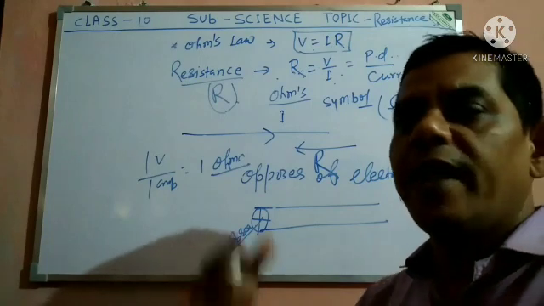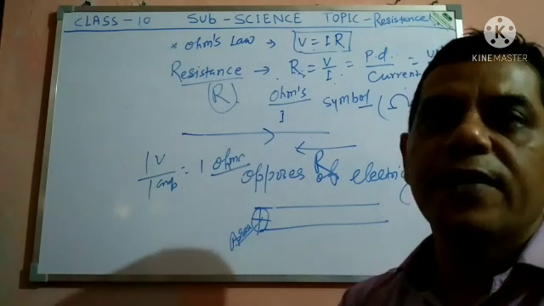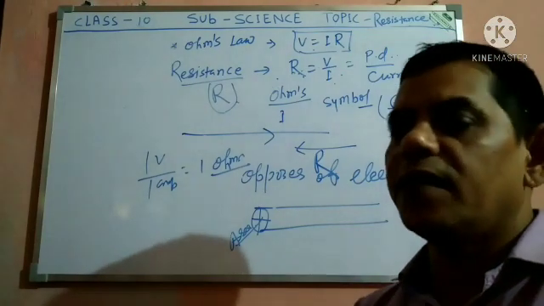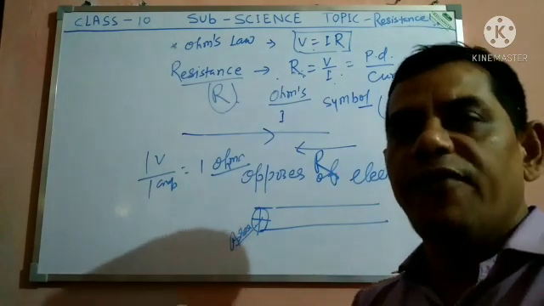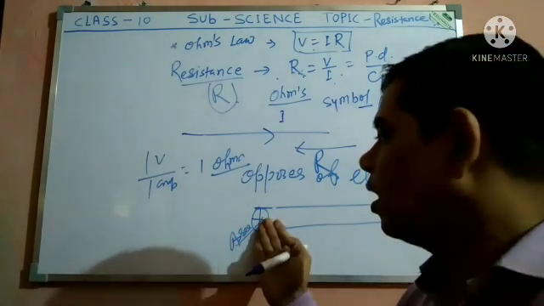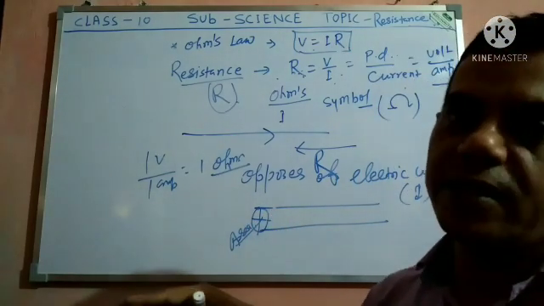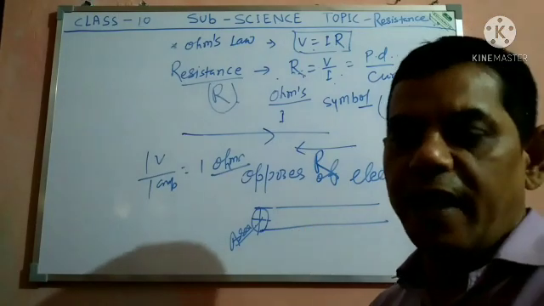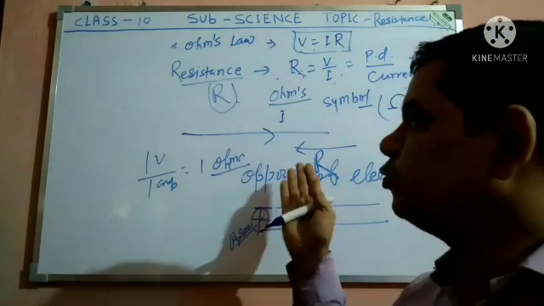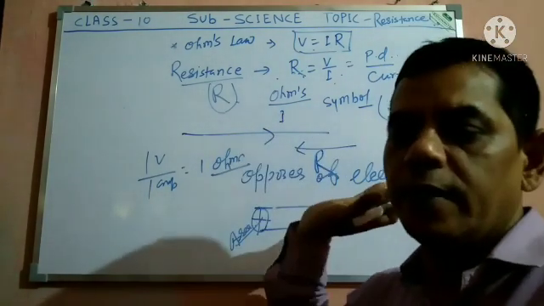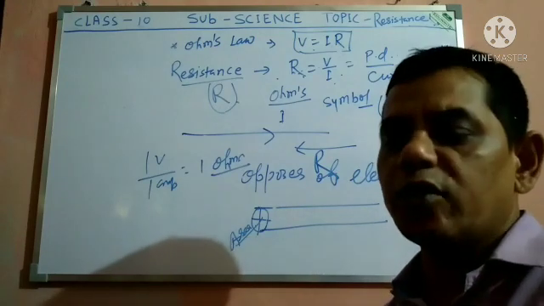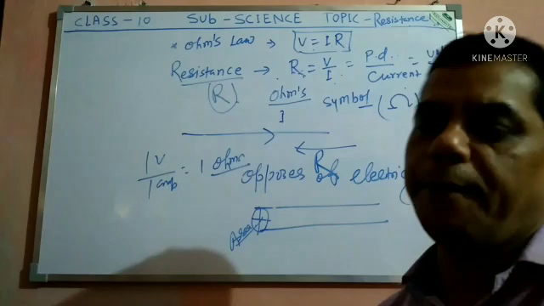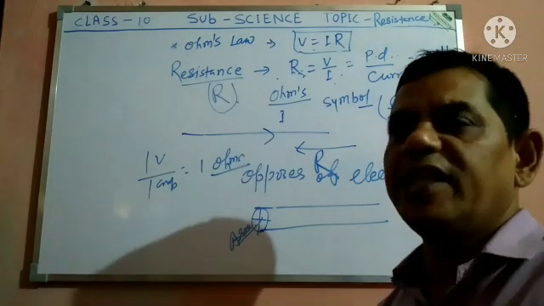Resistance means generating heat and opposing the current. When it opposes the current, heat is produced. When more heat is produced, our wire melts. So that is resistance. The SI unit is the ohm, and 1 ohm is equal to 1 volt by 1 ampere.